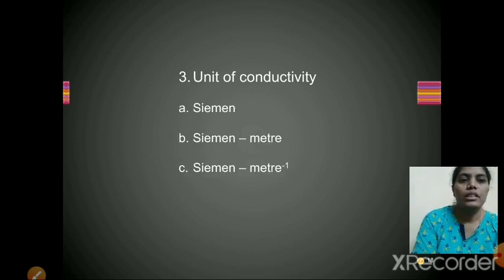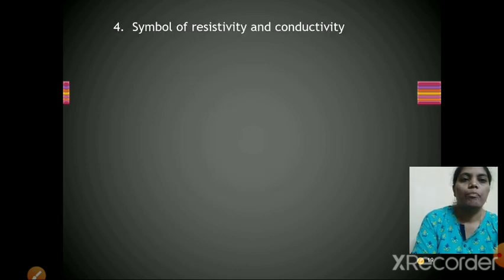What is unit of conductivity? Siemens, Siemens meter, Siemens per meter, none of the above. It is Siemens per meter.